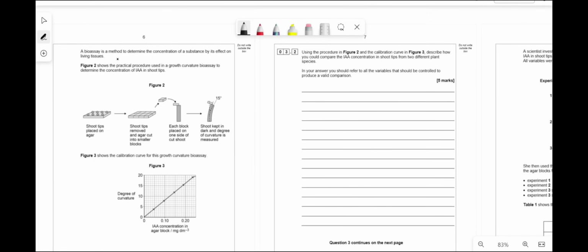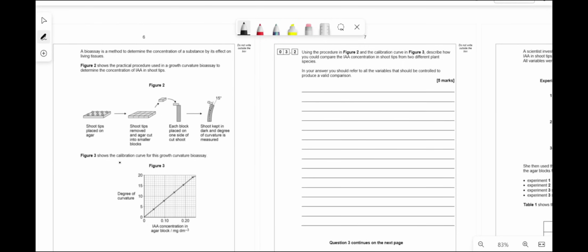A bioassay is a method to determine the concentration of a substance by its effect on living tissues. Figure 2 shows the practical procedure used in a growth curvature bioassay to determine the concentration of IAA in shoot tips. So we've got the shoot tips placed on agar. You remove the shoot tips and the agar is cut into smaller blocks. Each block is placed on one side of the cut shoot, and the shoot is kept in the dark and the degree of curvature is measured.